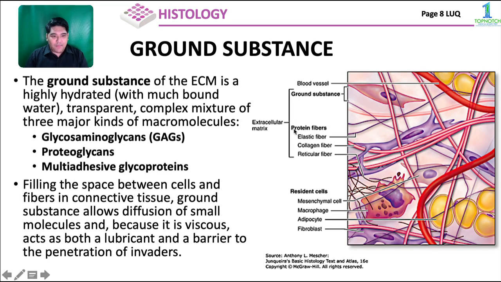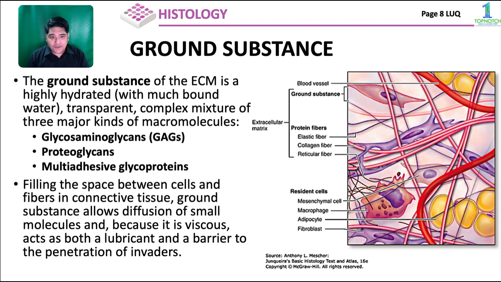Okay, after your fibers, protein fibers, punta na tayo sa last, your ground substance. Ano ba yung ground substance na yan? Okay, it is a highly hydrated component of your ECM. Transparent, complex mixture of the three major kinds of macromolecules. Kaya pag natanong ano yung mga components ng ground substance, you have your GAGs, your glycosaminoglycans, you have your proteoglycans, and your multi-adhesive glycoprotein. Sa interest of time, no, I won't be discussing one by one yan. Importante lang, alam nyo na ayan ay component ng ground substance.